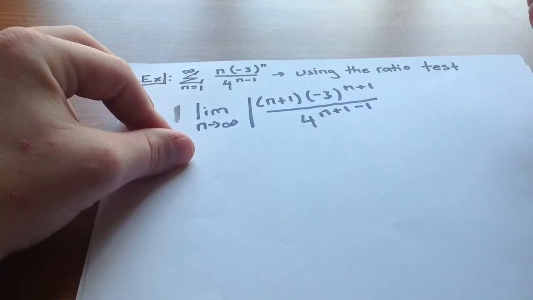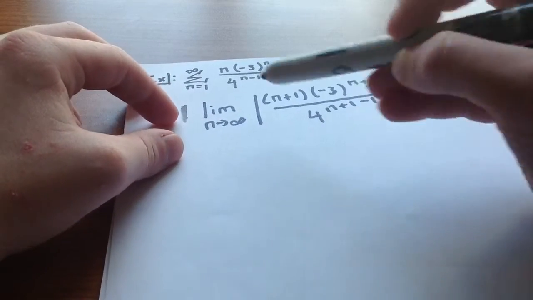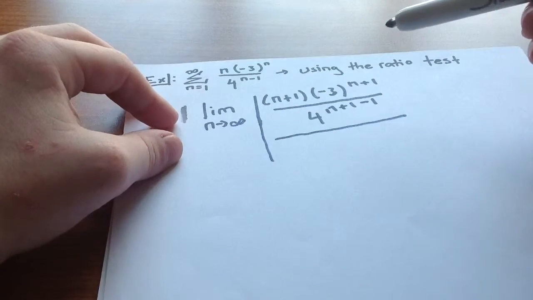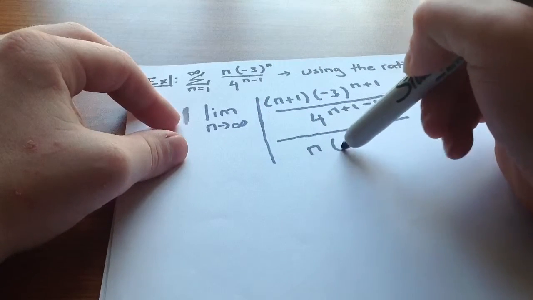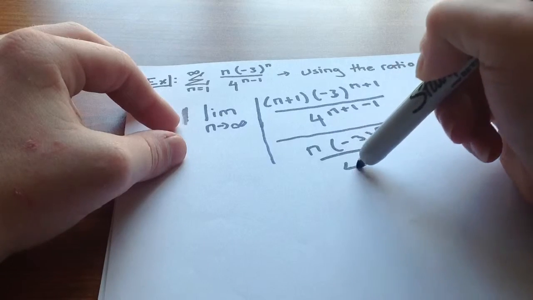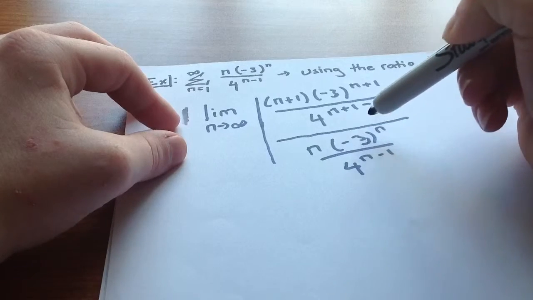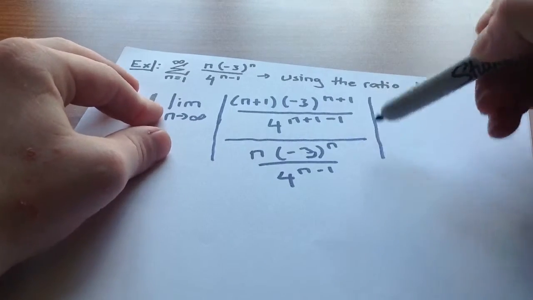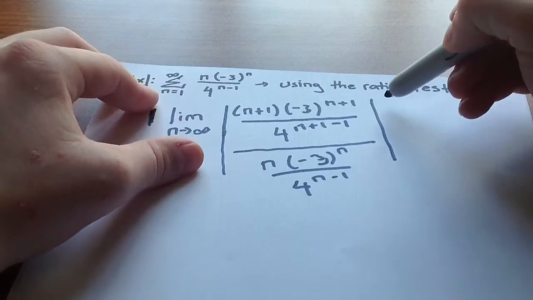And dividing is basically the same as multiplying by the reciprocal. If we're going straight at it, we're going to divide by the original, so we would divide by n times negative 3 to the power n over 4 to the power n minus 1. That's what it would originally look like, but since dividing is the same as multiplying by the reciprocal, I'm going to do this instead.